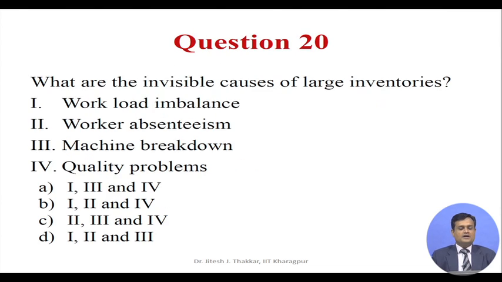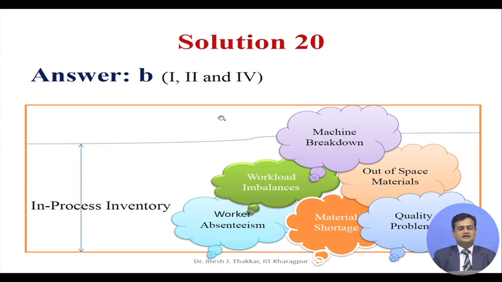So question 20 is, what are the invisible causes of large inventories? Number 1, workload imbalance. Number 2, worker absenteeism. Number 3, machine breakdown. Number 4, quality problems. You can look at the various options on the screen, A, B, C, and D, and the correct answer you can see is B, 1, 2, and 4.